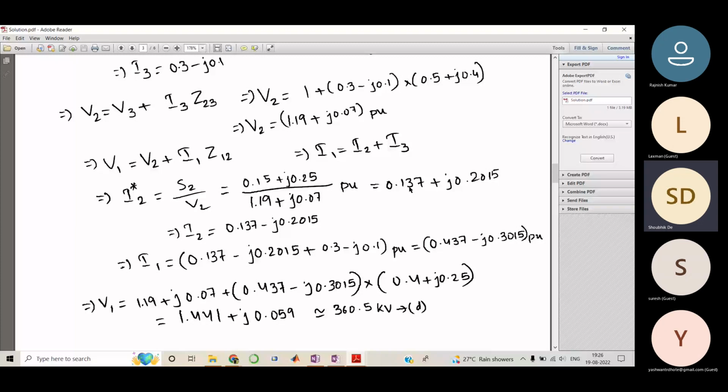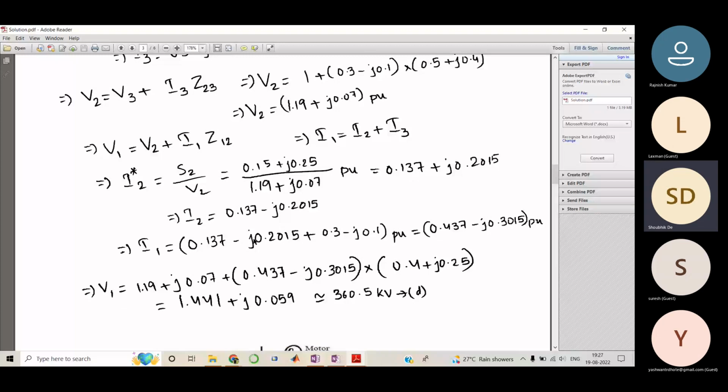So as we use this formula, S2 equals V2 into I2 star. So I2 would be, this plus would become minus 0.137 minus j0.2015. So using this, we have the value of I2 and we also have the value of I3. We calculate what is I1.